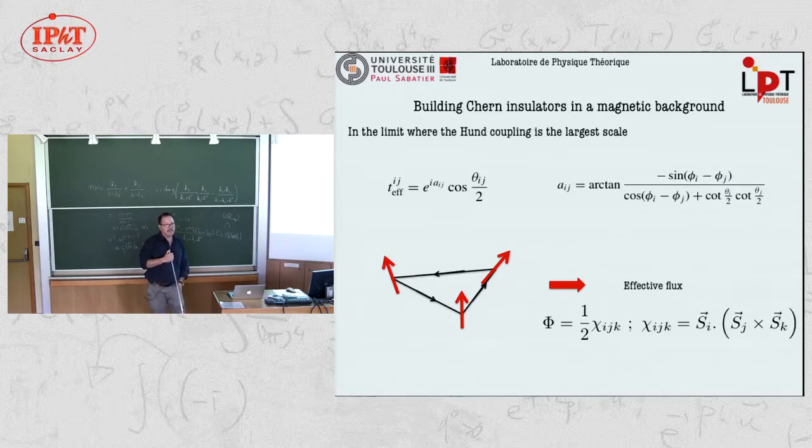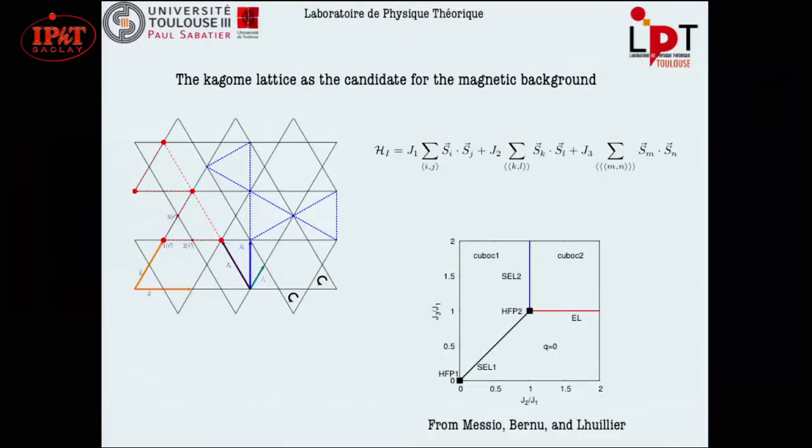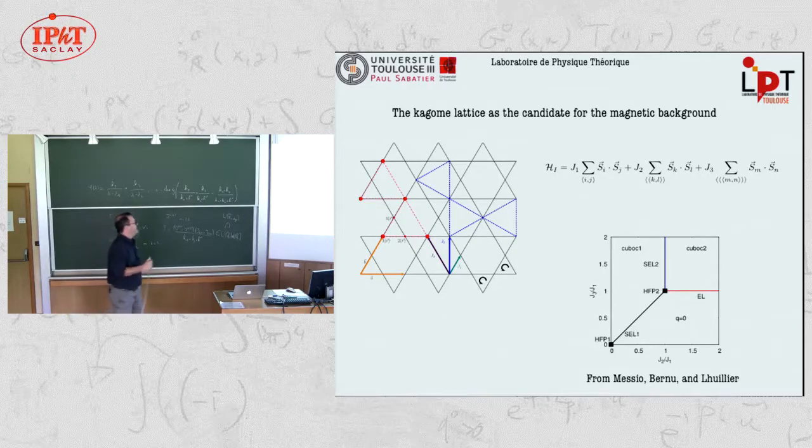So the idea is that if you throw electrons in a magnetic background where there is scalar chirality, these electrons will feel somehow, because of the Hund coupling, a kind of effective magnetic field. Okay? That's the idea, which is not new. It comes back to Nagaosa's group. And so what is a good candidate to get chirality? A good candidate, as you know, is the Kagome lattice.